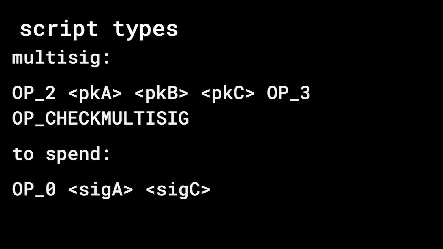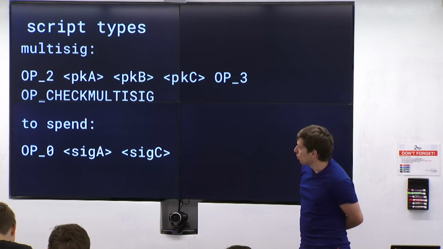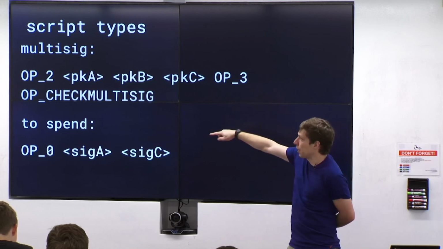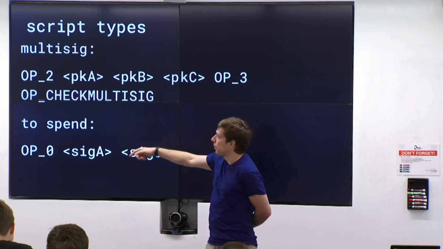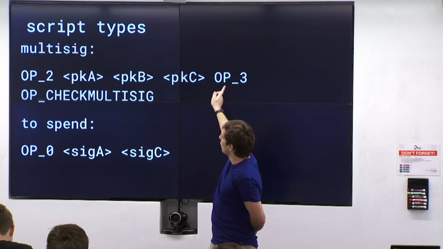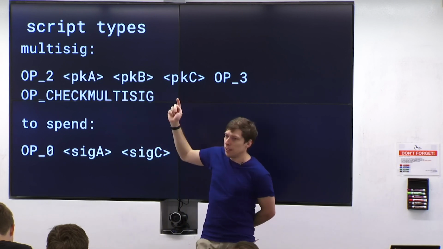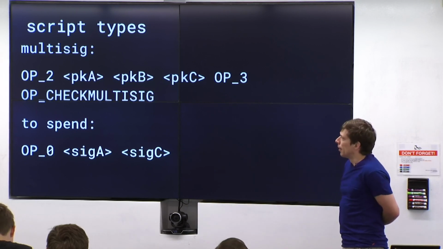Good, okay. I want to make it so that 2 of these 3 keys must sign in order to spend the coins. So I say op2, push 3 public keys, op3, opcheck multisig. So the idea is 2 of these 3 must sign. So you can put op1, this, op3. You can put op3, this, op3. If you put op4, 3 keys, and then op3, it probably will never be spendable and just never work.